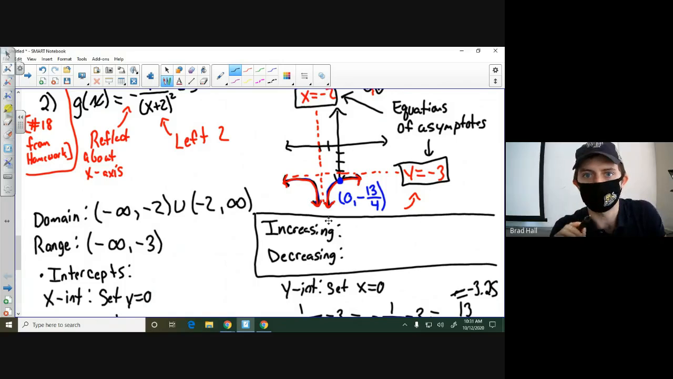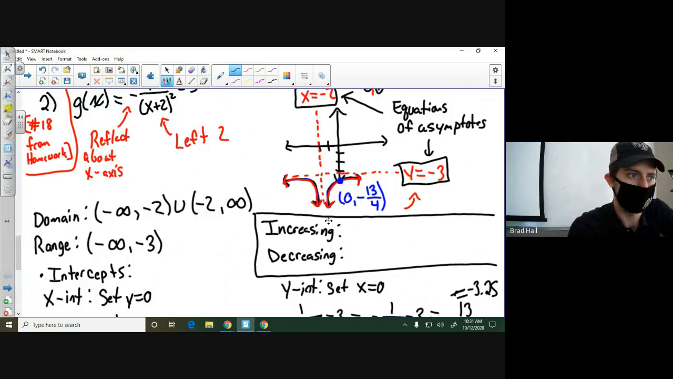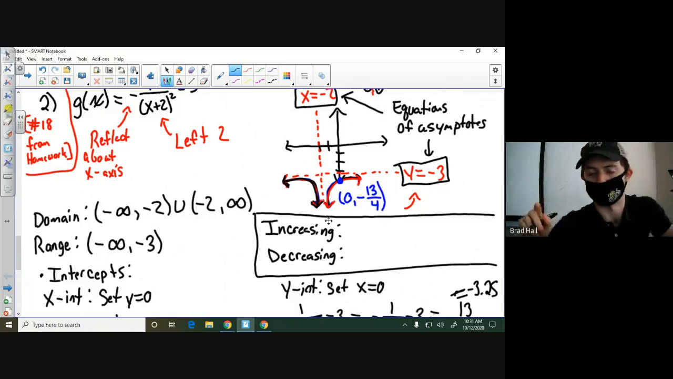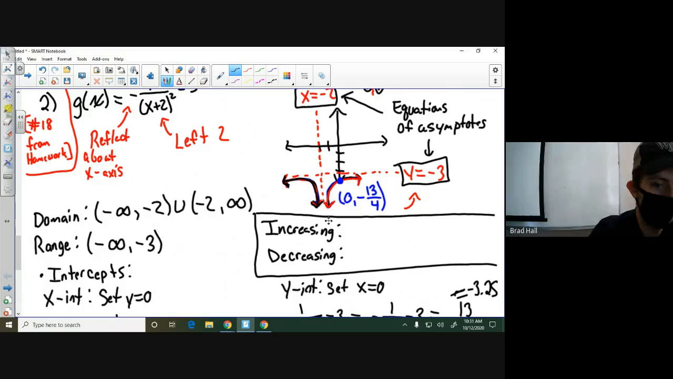So increasing means that from left to right, you are going upwards. You are decreasing here, that I'm drawing in black right now. That is decreasing. You're going downwards the whole time. And then the next part I'll highlight in blue. This is increasing. You're going upwards from left to right.